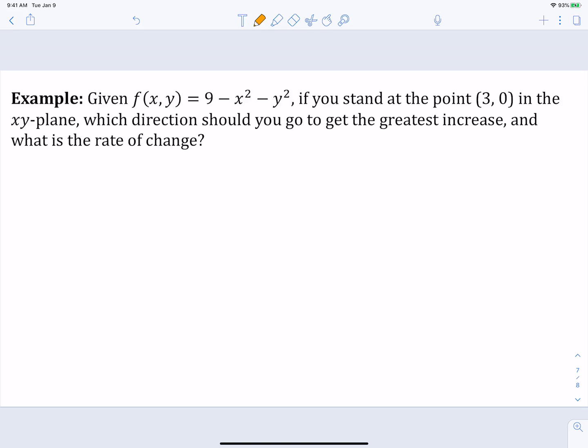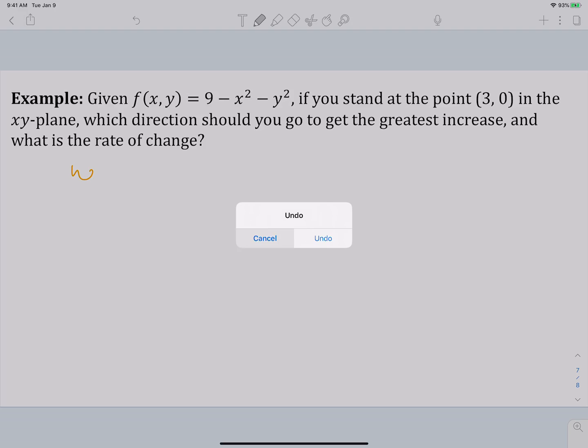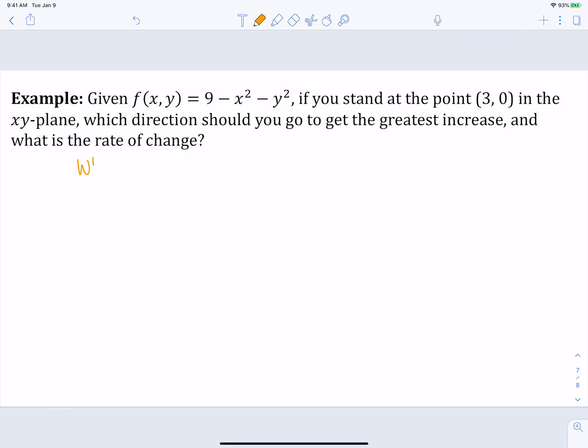So let's say we're given a function in 2 dimensions and we stand at the point 3, 0 in the xy plane. And we want to know, if we project ourselves up onto our 3-dimensional graph, which direction should we walk in if we want to get the greatest increase, and what is that rate of change. So this is really just a fancy way of asking us what is the gradient.